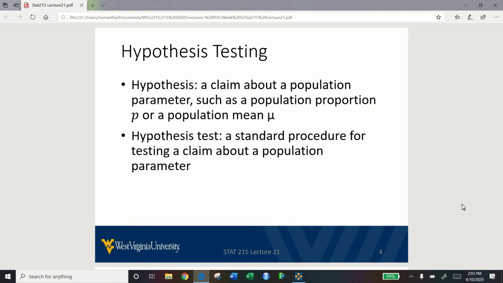Hypothesis testing. You may be familiar with the concept of hypothesis testing from your science courses. Let's talk about what it means in the eyes of statistics. For us, a hypothesis is a claim about a population parameter, such as a population proportion p or a population mean mu. A hypothesis test is a standard procedure for testing a claim about a population parameter.